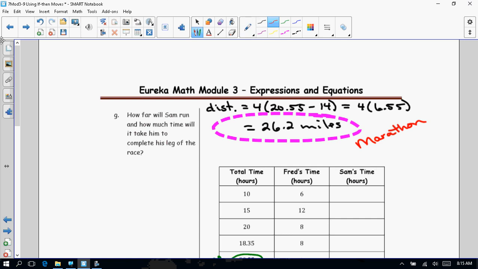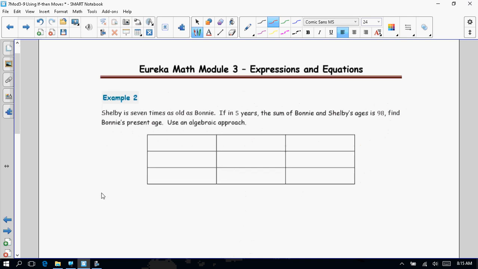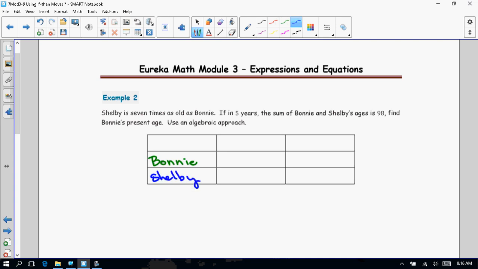All right, next page, page 70. Example 2. Shelby is 7 times as old as Bonnie. If in 5 years, so we're talking about in the future, the sum of Bonnie and Shelby's age is 98, find Bonnie's present age. All right, so we have 2 people to keep track of, and notice we got this chart. So we're going to keep track of Bonnie and Shelby, their present age, how old they are right now, and their future age, because in 5 years, there's the future.